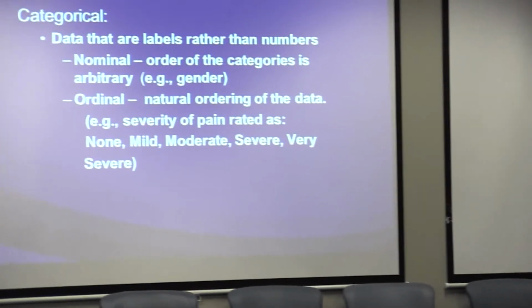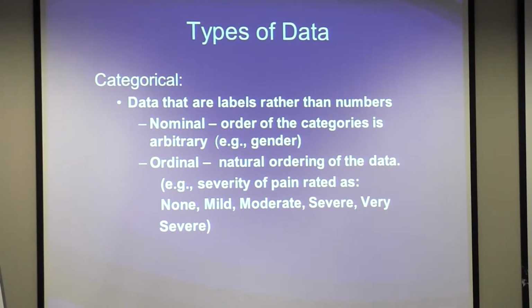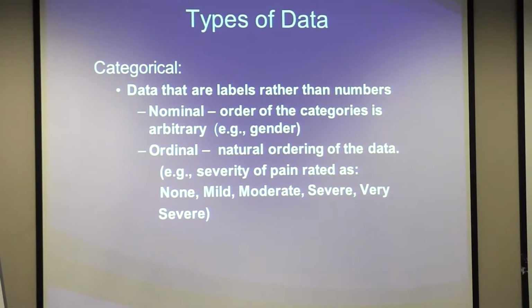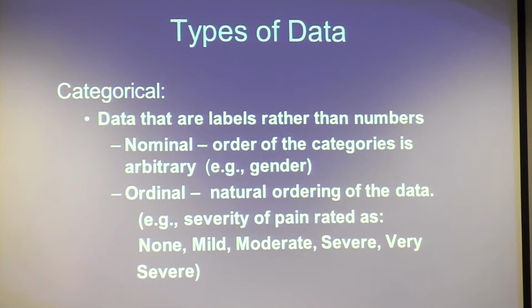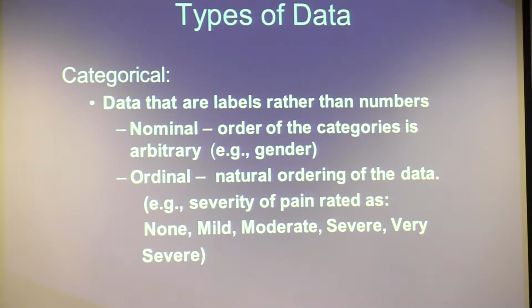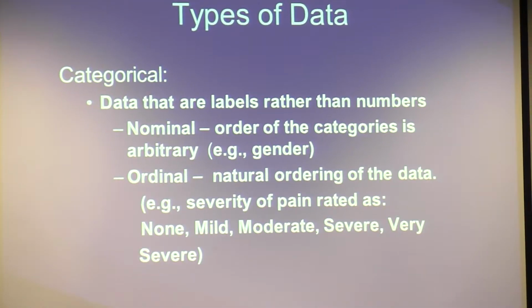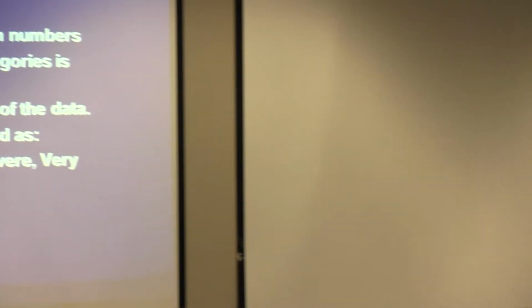With ordinal data, this is still categorical, but there is some natural order to it, such as a pain scale that goes from none all the way up to severe or very severe. Obviously those categories represent an increase in pain, but there's no mathematical relationship that defines it. You can't say that moderate pain is twice as much as no pain. There's no mathematical relationship between the categories.